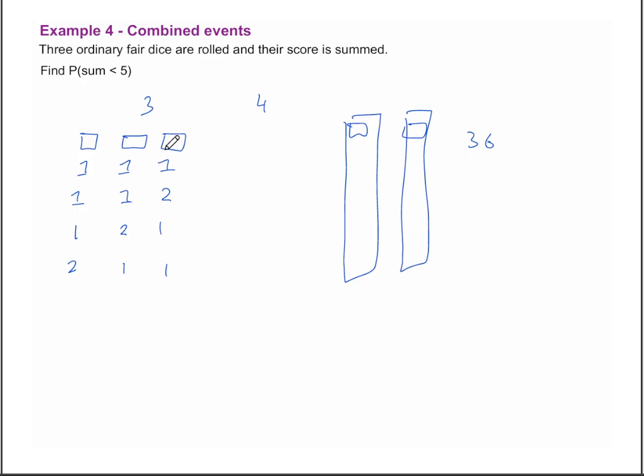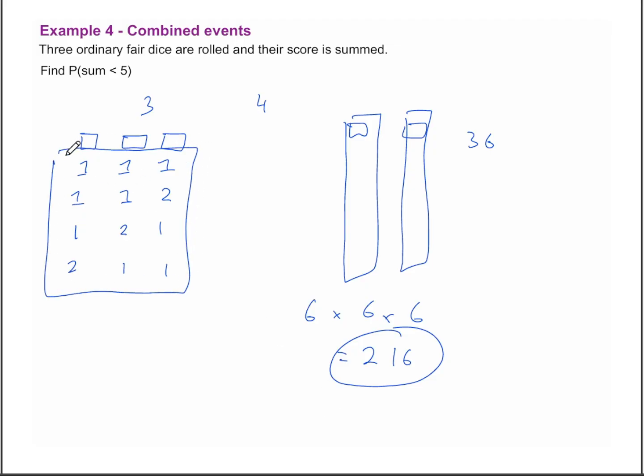Now we have 3 dice. And so we have 6 possible options in the first one, 6 possible options in the second one, and 6 possible options in the third one, which gives us a total of 216 possible outcomes for the score. From that, only 4 of them give us a sum that is less than 5. So our probability is the success outcomes, which is 4 possible outcomes, out of the possible 216 outcomes. That's going to be our probability.